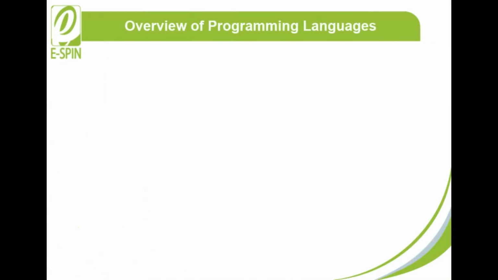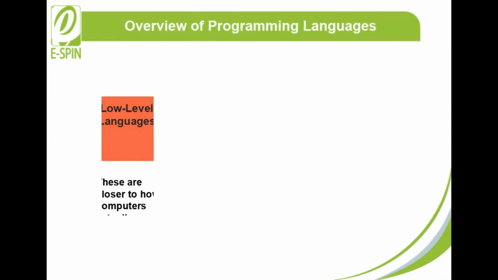Overview of programming languages. A programming language is a special way for humans to give instructions to a computer. Each language has its own style and rules, but all of them share the same purpose, which is to make the computer do useful work. 1. Low-level languages. These are closer to how computers actually think. They are powerful but hard for humans to read, used for operating systems, device drivers, or microchips.